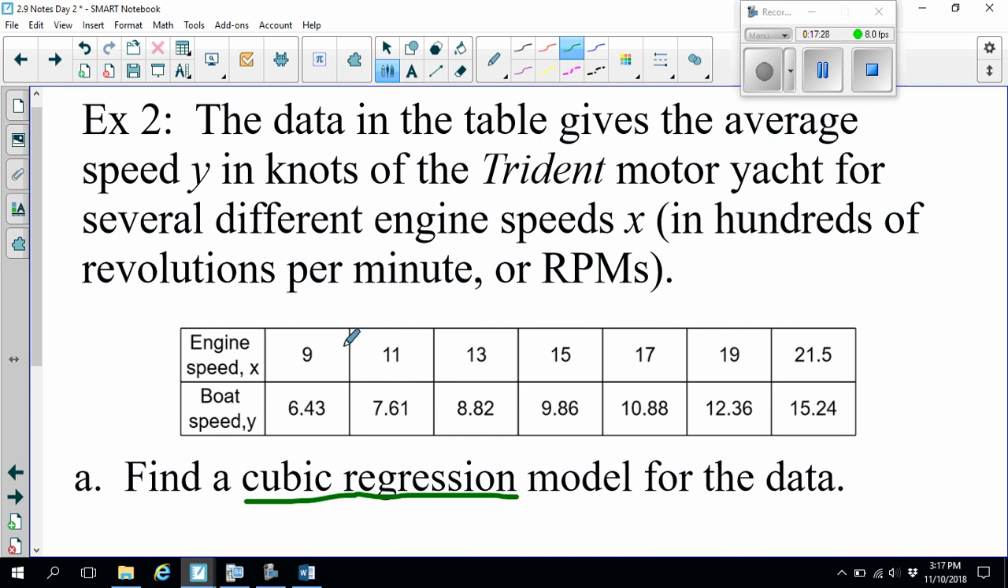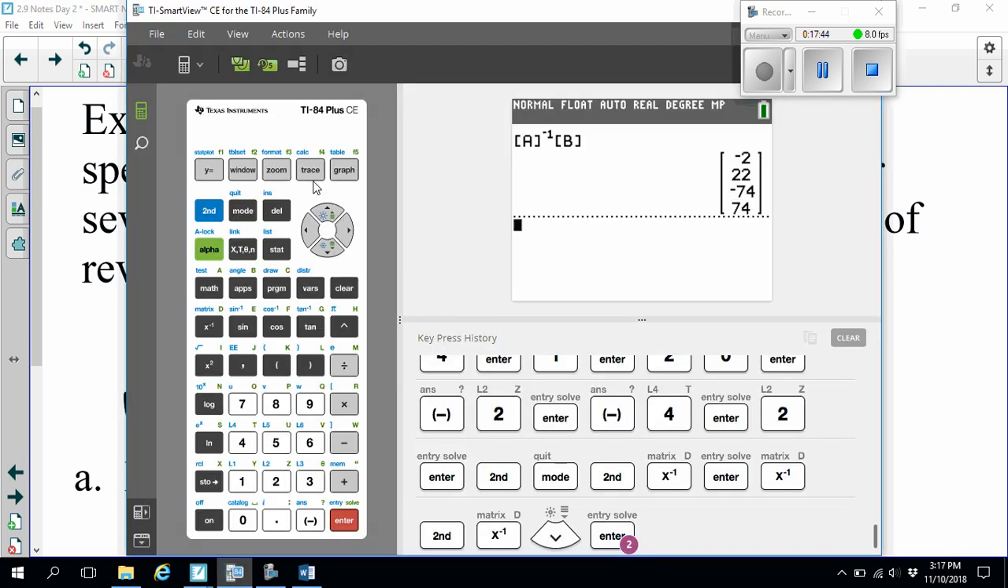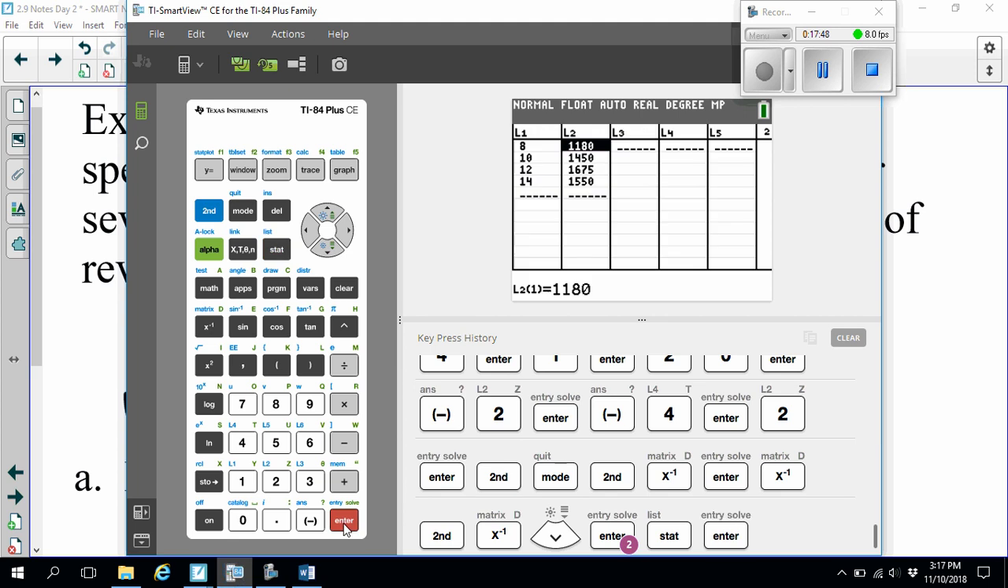So the first thing we need to do is plug this table of values into our stat, or L1 and L2. Now remember, L1 represents our x values and L2 represents our y values. Okay, let's go ahead and do that. So go to the stat key and we want to edit.